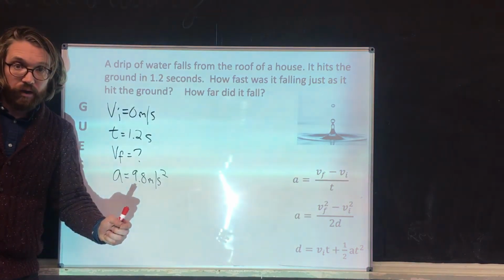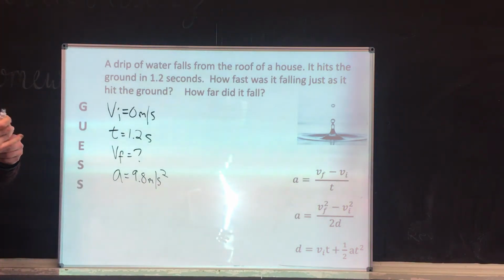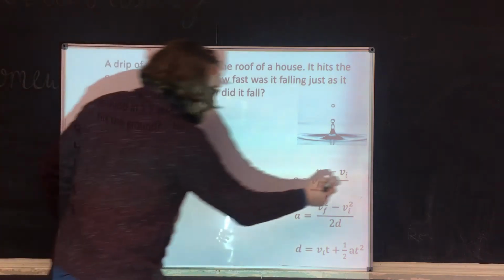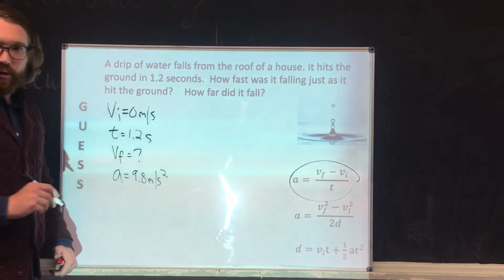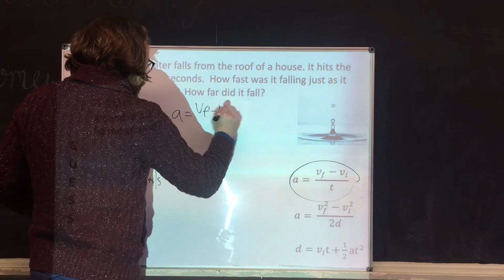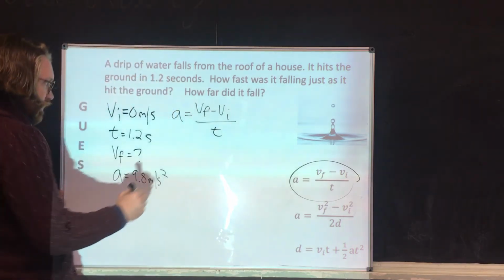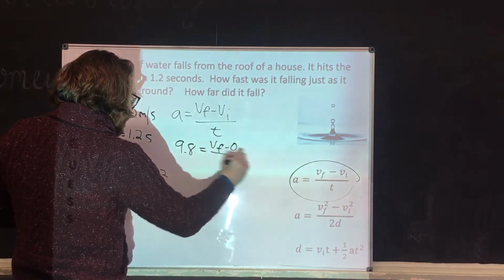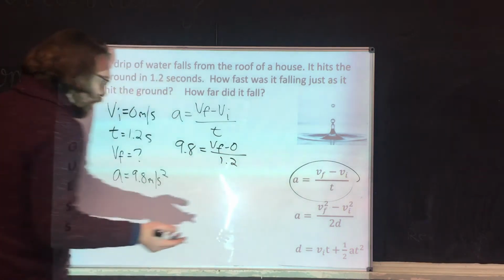Pause. All right, you're back. Let's see if you got the right answer. VI, VF, T, and acceleration. We're going to use that equation right there. Acceleration equals VF minus VI divided by T. All right, this gives me 9.8 is equal to VF minus 0 divided by 1.2. We've been here before.